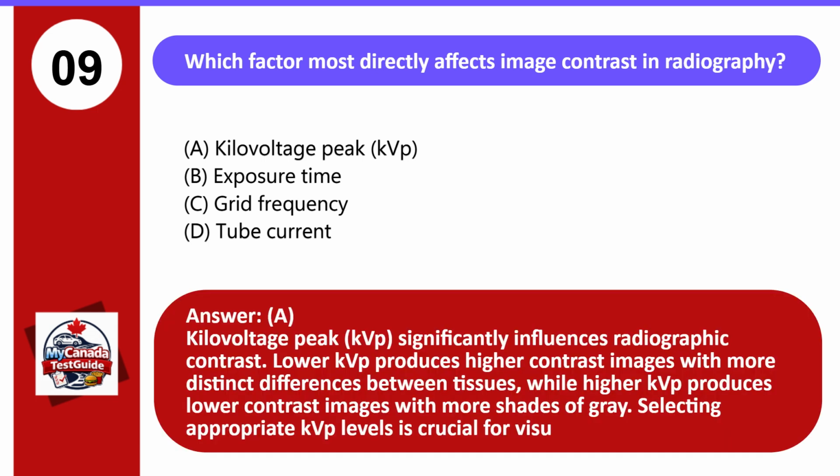Kilovoltage peak, kVp, significantly influences radiographic contrast. Lower kVp produces higher contrast images with more distinct differences between tissues, while higher kVp produces lower contrast images with more shades of gray. Selecting appropriate kVp levels is crucial for visualizing different anatomical structures clearly.